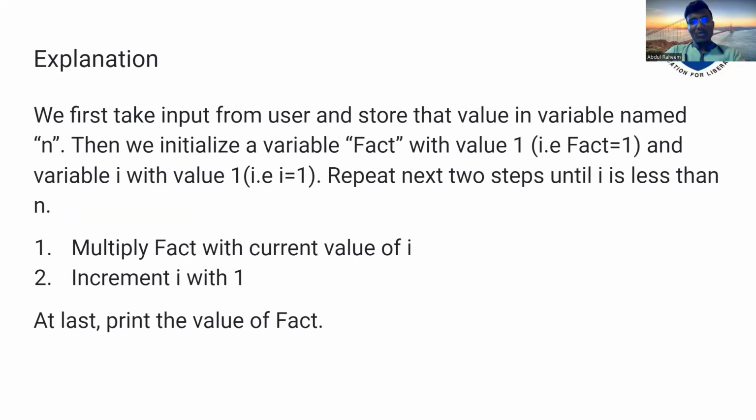We first take input from the user and store that value in variable n. Then we initialize a variable fact with value 1, that is fact equal to 1, and variable I with value 1, that is I equal to 1. Repeat the next two steps until I is less than or equal to n. Multiply fact with the current value of I, and increment I by 1. At last, print the value of fact.